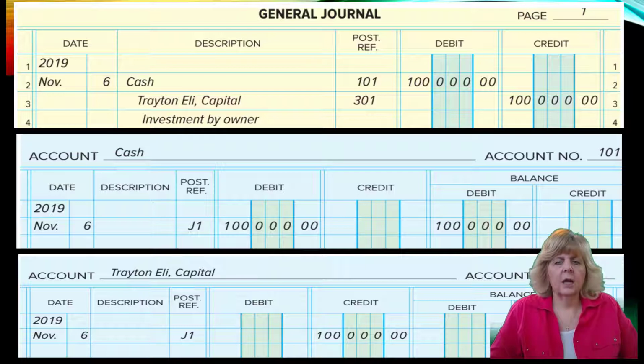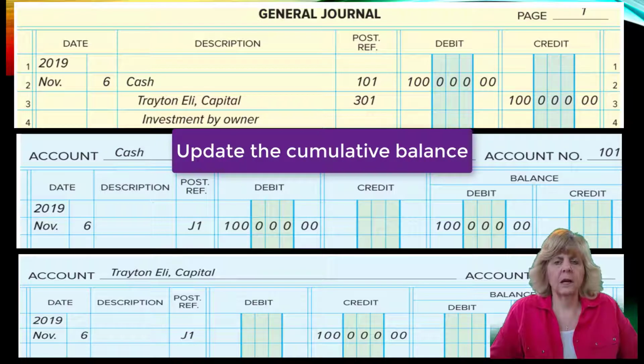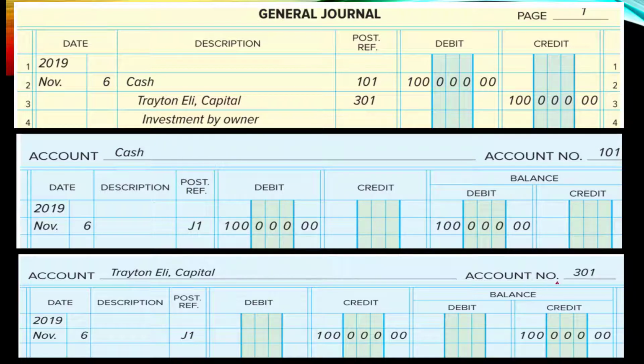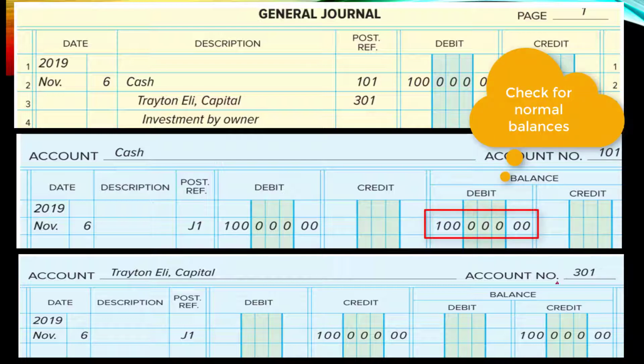Next, in each case, we also bring the cumulative balance over to the appropriate side. In this part of the posting, you need to remember the rules of debits and credits. In the first account, cash is an asset, and assets are increased by debits and decreased by credits. In this case, the $100,000 debit to cash made the cash account go up. So we record our cumulative balance of $100,000 in the debit column.